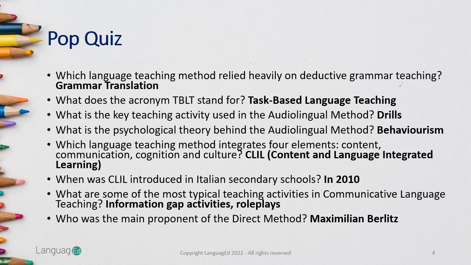And CLIL. CLIL is the teaching method that integrates the 4 elements of content, communication, cognition, and culture. And it was introduced in Italian secondary schools in 2010. As for the most typical teaching activities in communicative language teaching, we can talk about different activities, but typically we would talk about information gap and or role plays. And finally, the main proponent of the direct method is Maximilian Berlitz, owner of the Berlitz schools.